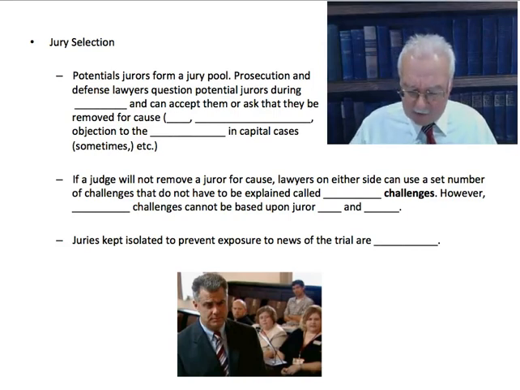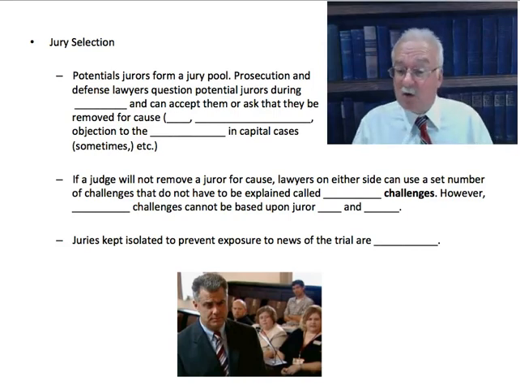What might causes be? Well, bias might be a cause, racial bias. It could be conflict of interest. Maybe the juror is a relative of the person on trial. Or in capital cases where there can be a death penalty, objection to the death penalty, sometimes.